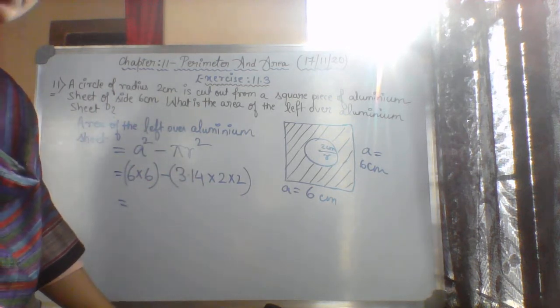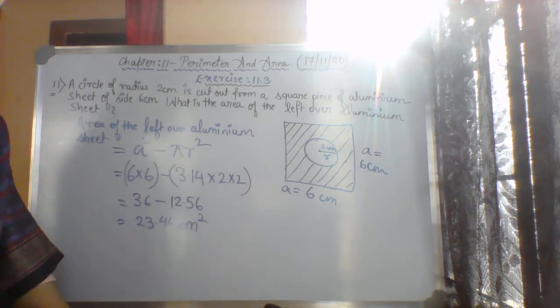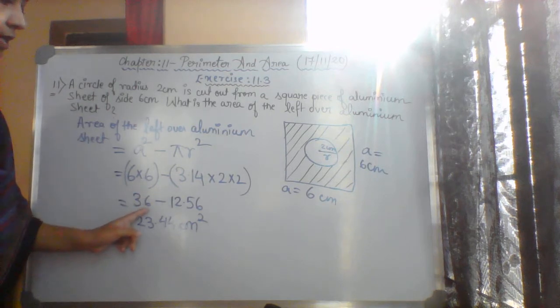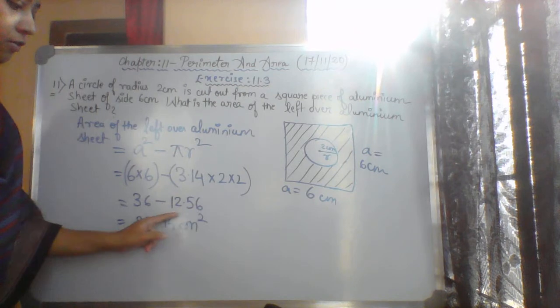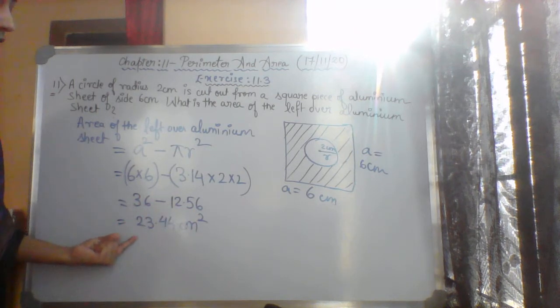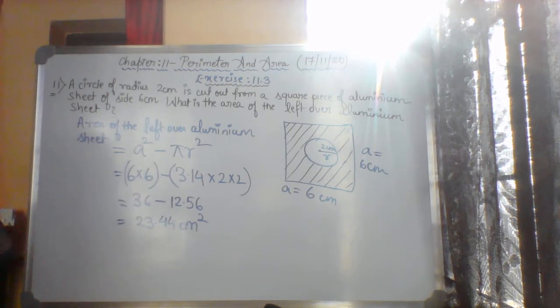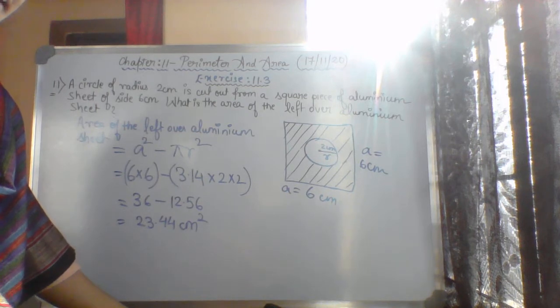Now you pause the video and just calculate the portion. Okay, now you cross check the answer. So 6 into 6 is 36, and 3.14 into 2 into 2 will come 12.56. After subtraction you will get 23.44 centimeter square. Now moving on to the next question. Just cross check your answer after calculation.